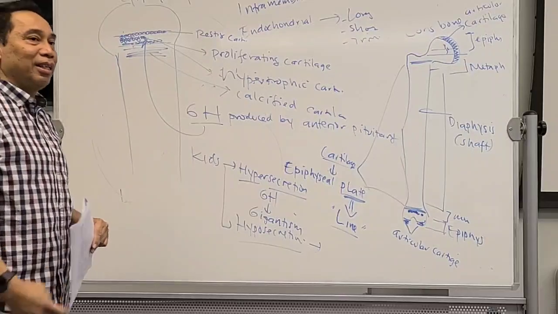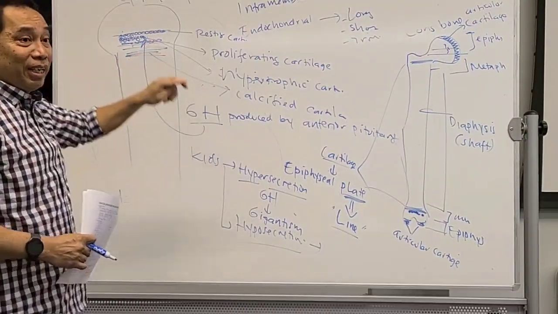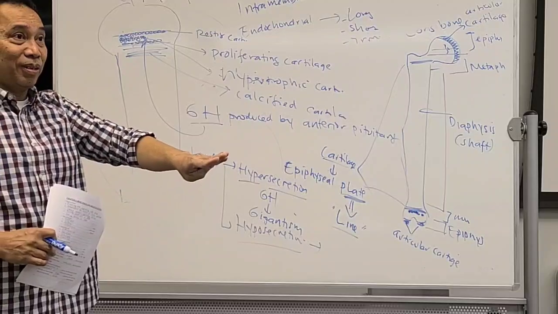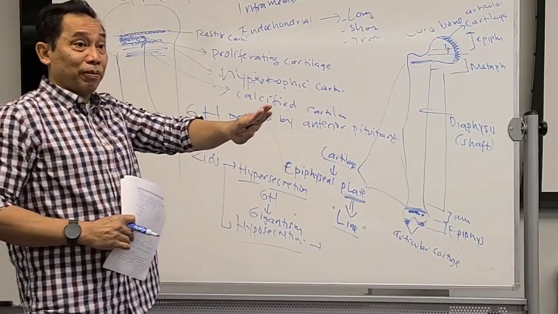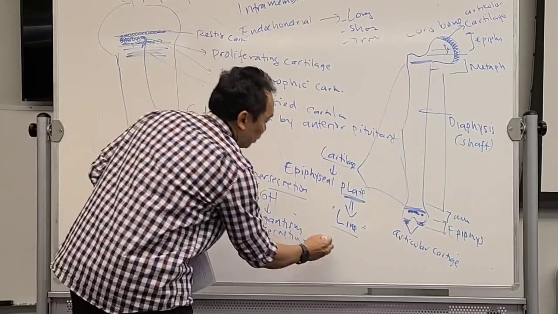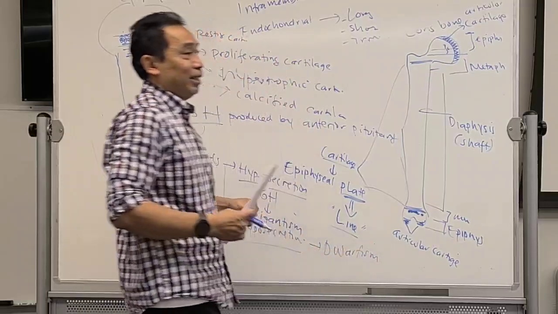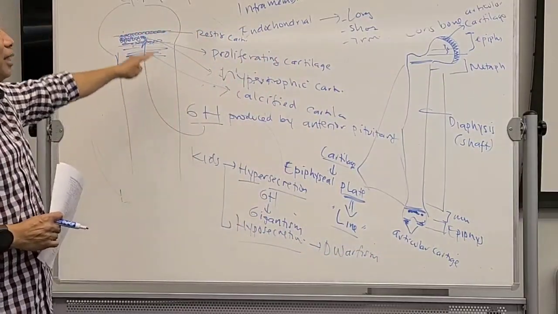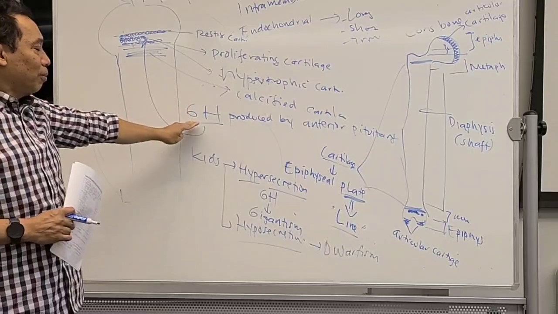What happened with that kid? What happened to the bone? It's not growing. The kids stay short. What do you call that? People that are short? Dwarf. It's called dwarf, therefore it's called dwarfism. Okay, so that's the control of growth by growth hormone.